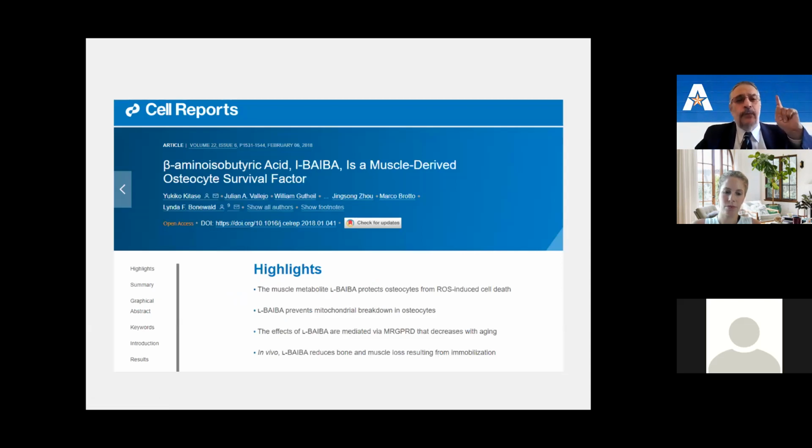I want to give one last example. Dr. Bonewald's group led this study where she showed in an animal model that L-BAIBA was protective, was an osteocyte survival factor. This was a very detailed study. There is even a mechanism that was proposed, that BAIBA works as an antioxidant factor.